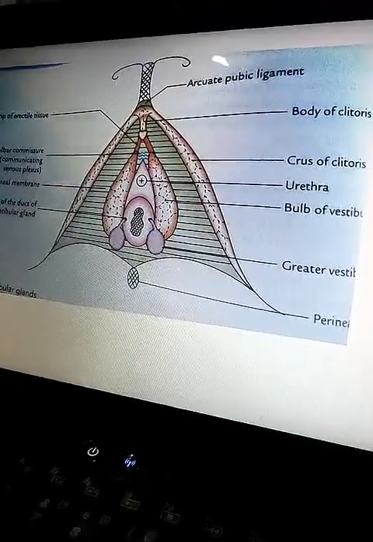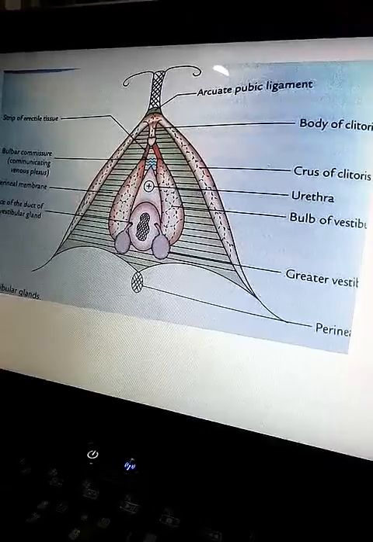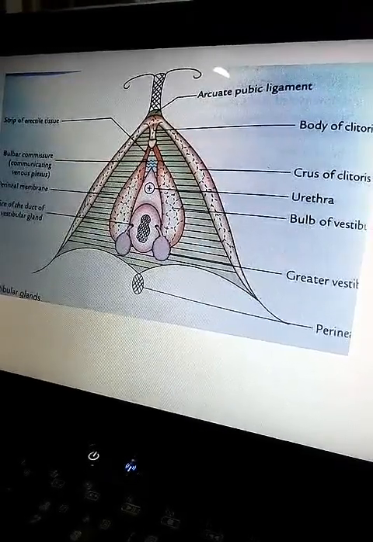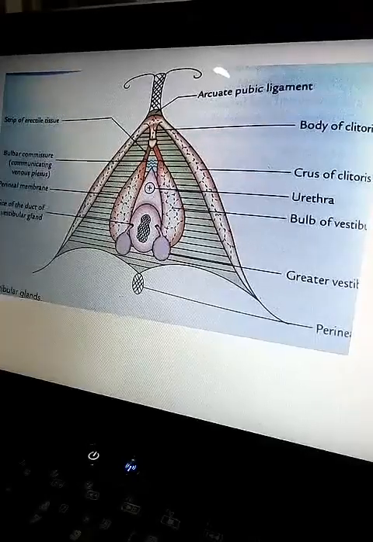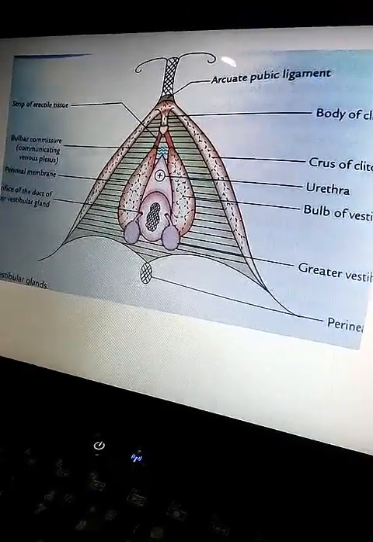So the bulbourethral glands are present in the deep perineal pouch in males, while the greater vestibular glands in females are present in the superficial perineal pouch.